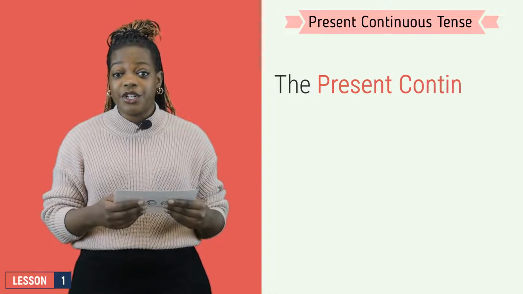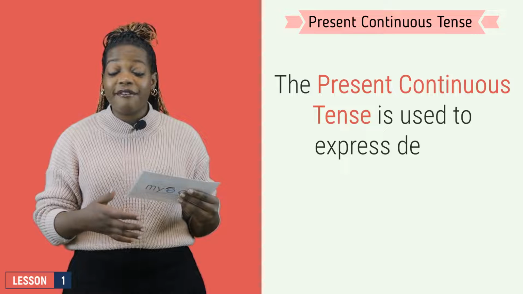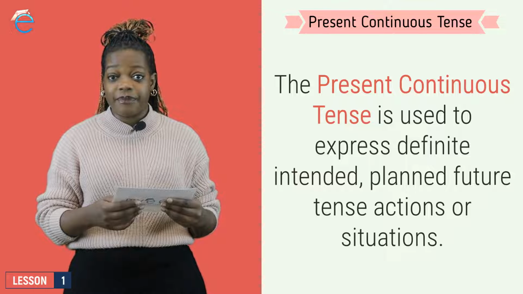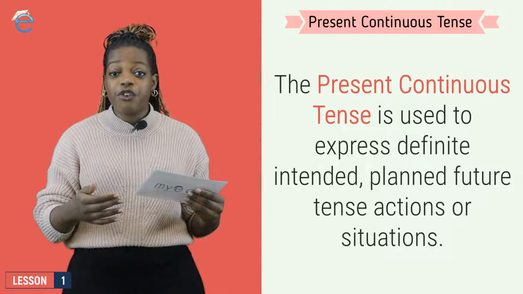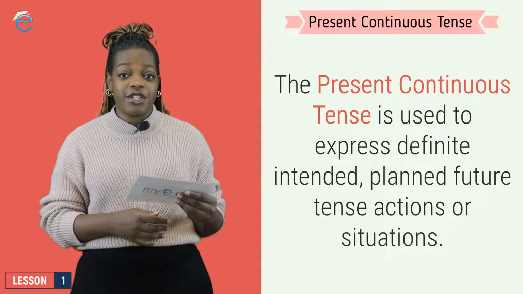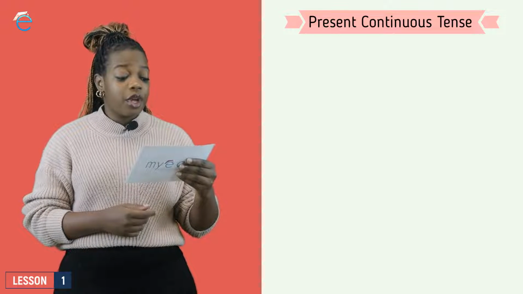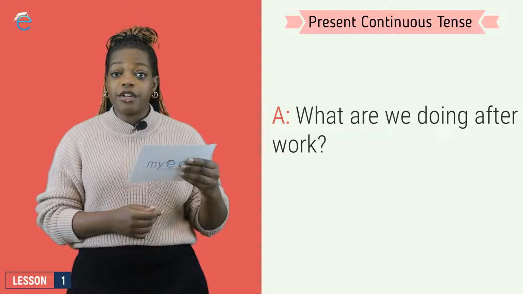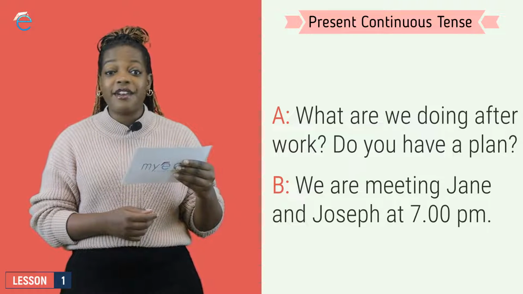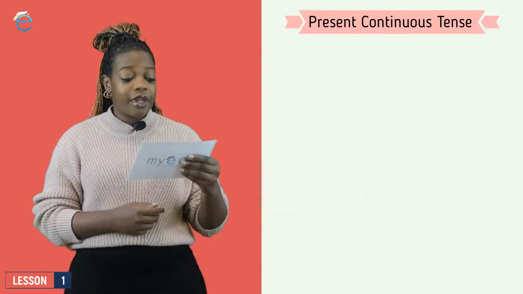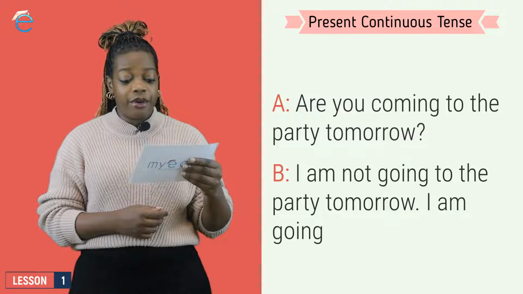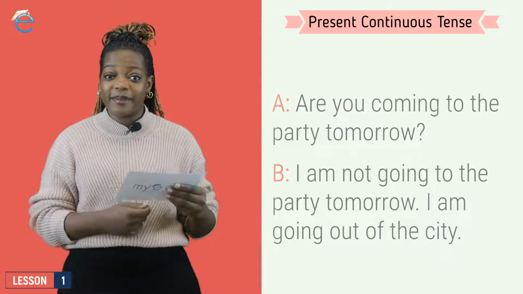We also use present continuous to speak about definite, intended, planned, future situations. This just means if I know for sure I'm going to do something in the near future, I can use present continuous. For example, what are we doing after work? Do you have a plan? We are meeting Jane and Joseph at 7 p.m. Or, are you coming to the party tomorrow? I'm not going to the party tomorrow. I'm going out of the city.